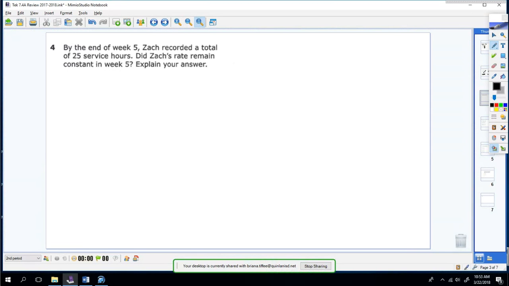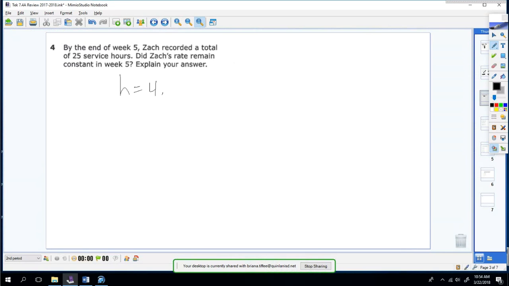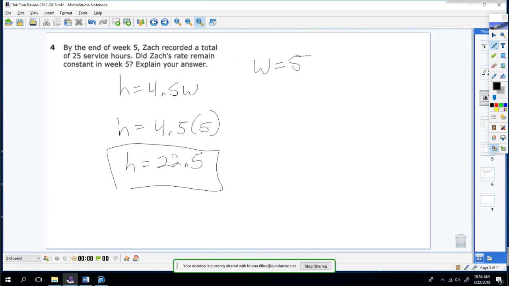Okay, by the end of the week 5, Zach recorded a total of 25 service hours. Does Zach's rate remain constant for week 5? So what we're going to do is take the equation we wrote right here. H equals 4.5 times W. Well, in this case, the week is week 5. So H is equal to 4.5 times 5. So 4.5 times 5 is 22.5. So it means by week 5, he should have worked 22.5 hours. Well, he says he worked 25. So it means no, not constant. He did not keep the same constant rate.